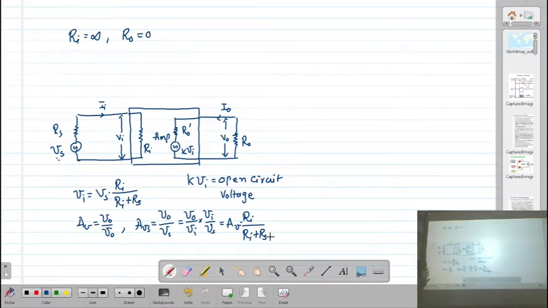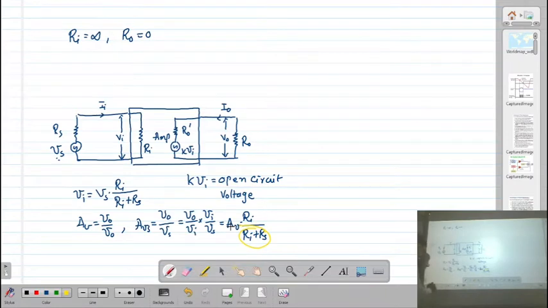So here, due to the input resistance and the source resistance, the gain of the amplifier is going to decrease. So if you want the maximum gain of the amplifier, then Ri must be infinite, or the source resistance must be as low as possible. In that case, you can obtain the maximum voltage gain.